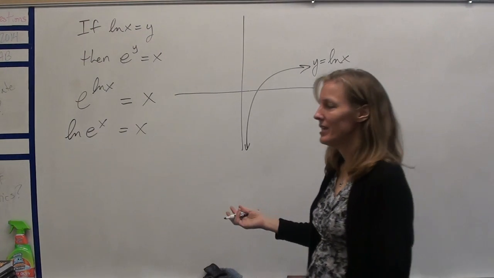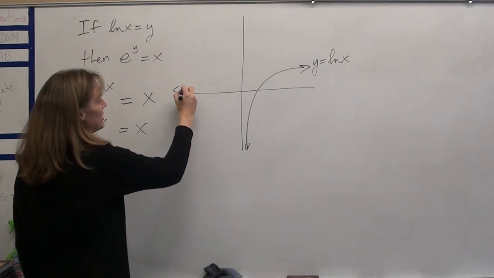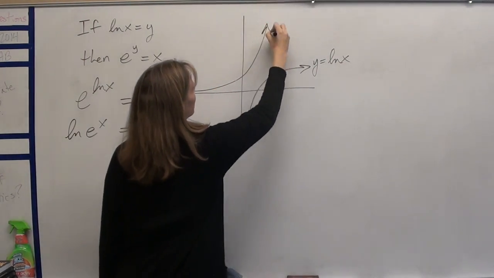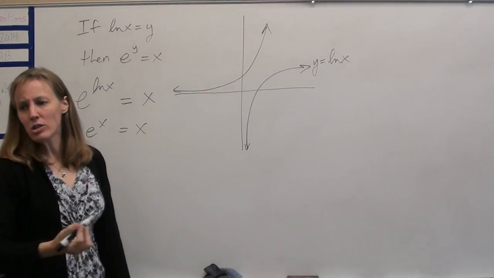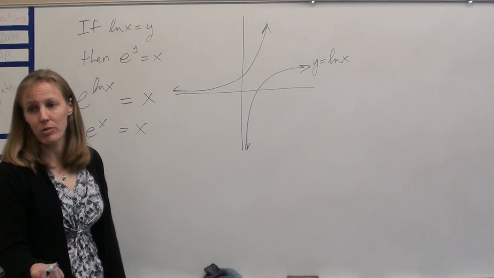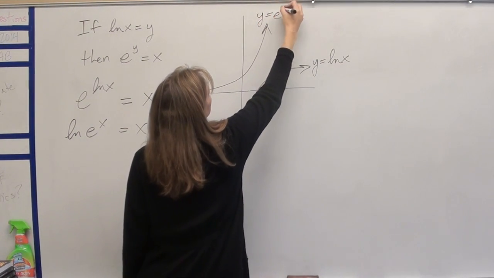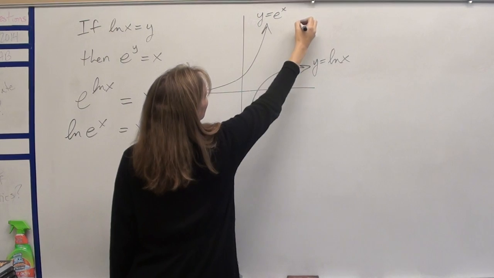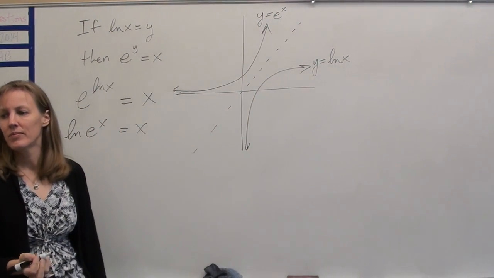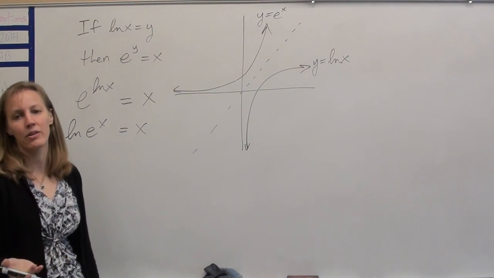If we were to graph e to the x, it's kind of the opposite. It has a horizontal asymptote at 0 and goes up like that. It's also always increasing. It has an extremely high rate of growth. It grows really fast. And if you look carefully, this is y equals e to the x. The functions then have this lovely symmetry over what line? Y equals x. Because they are inverse functions, right?